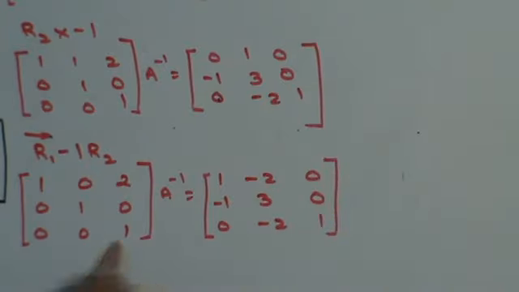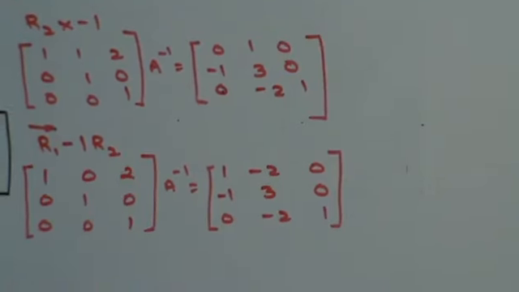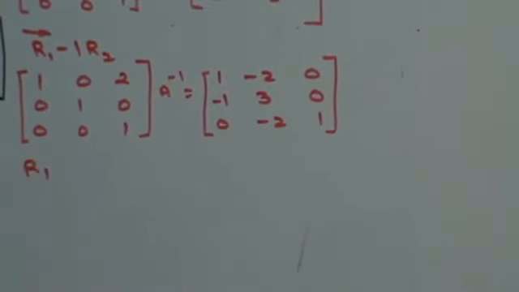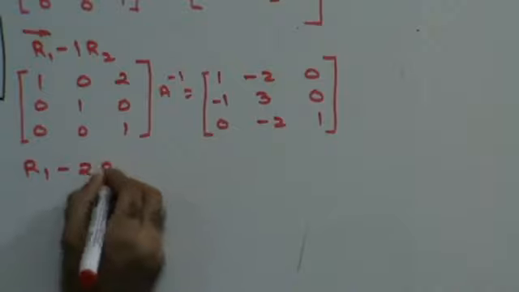I want to make the number in the 9th position as 1. It was already 1. I want to make the number in the 7th and the 8th position as 0. 8th position is already 0. I want to make 7th position as 0. Where is the number in R1? What is the number? 2. What is the complement of 2? Minus 2 R3.